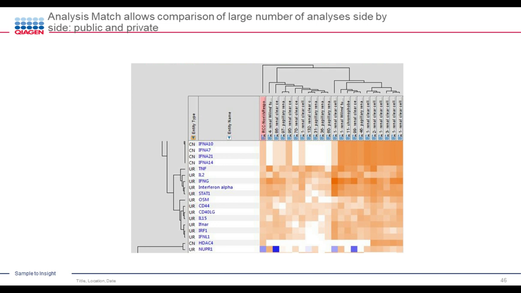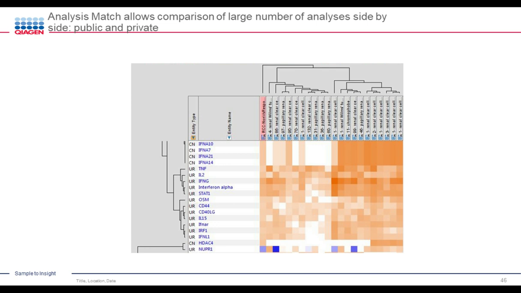So for this, in IPA, we have introduced the Analysis Match tool. The Analysis Match tool can allow you to compare various analyses that you have. So say you have 30 patients, 50 treatments, you can compare them side by side using Analysis Match. Or it can also allow you to compare your data with public data, which is what I'm doing over here. I am comparing the data that I found from the study to other public renal carcinoma data sets.